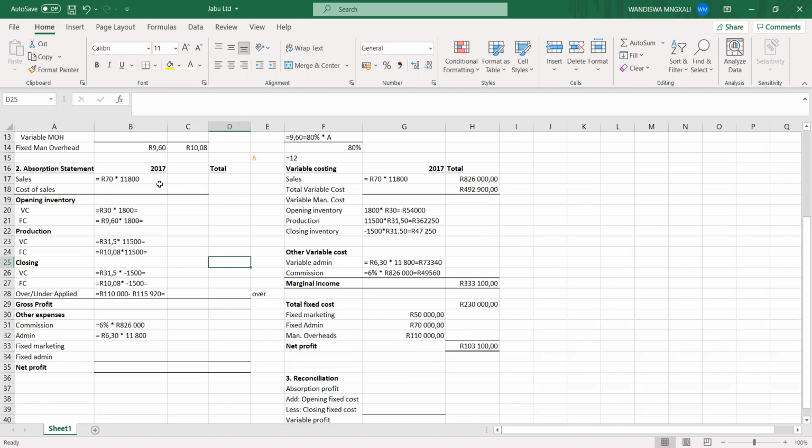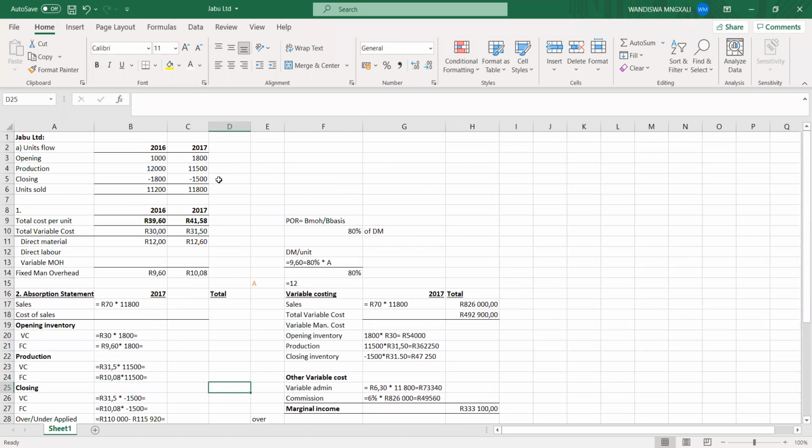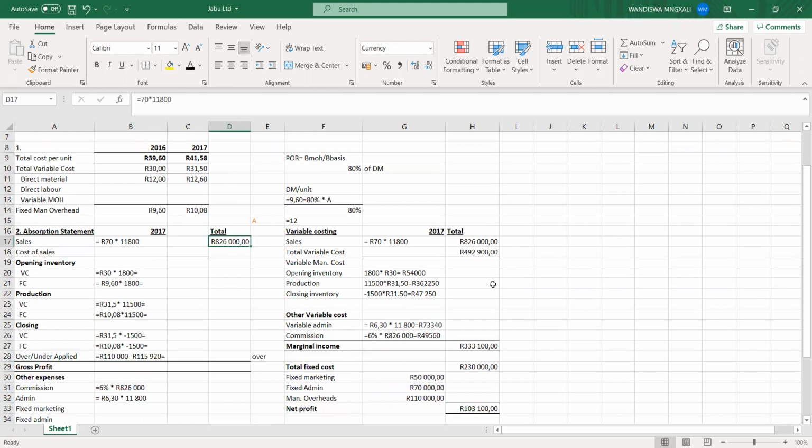Okay, so I'm going to start with the sales. So they told us that in 2017, Jabu increased the sales to 70 Rand per unit. Therefore, the 70 Rand times 11,800, which is the units that we sold in 2017, would then give you a total of 826,000. Right, so now we need to also calculate our cost of sales.